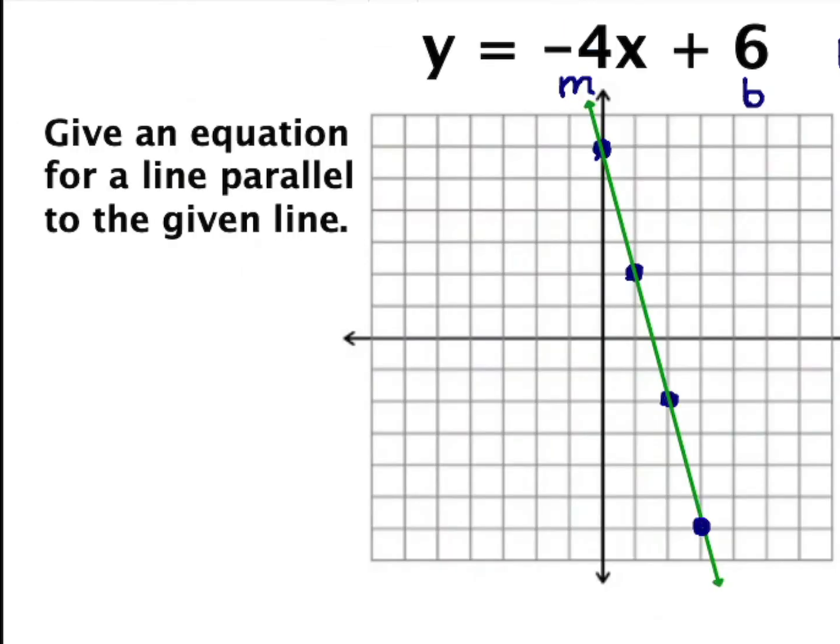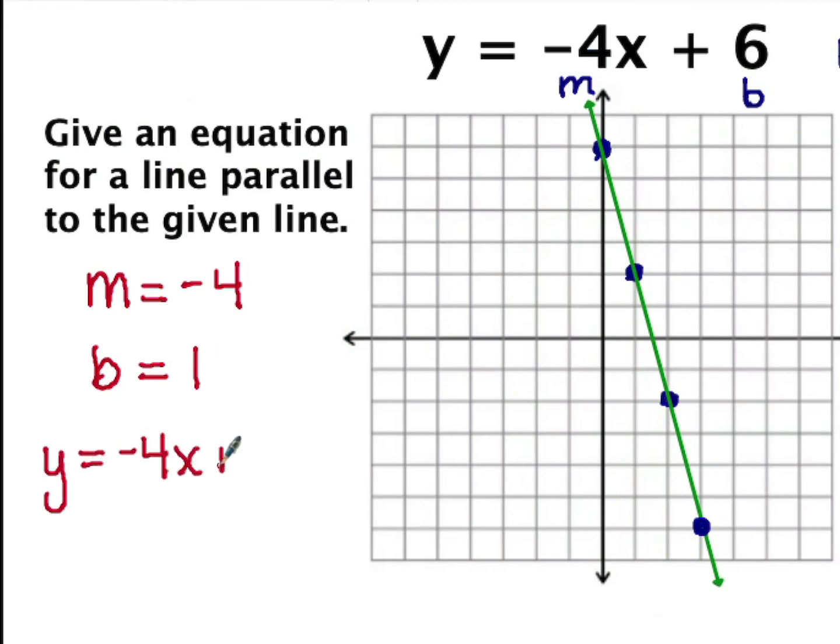Our instructions are to give an equation for a line that's parallel to that one. What do we know about parallel lines? We know that their slopes have to be the same. So on this one, I know I'm going to also use a slope of -4. As far as where it intersects the y-axis, I can really choose any number I want to. Maybe I'll just choose the number 1 just for funsies. So that would give me an equation of y equals -4x plus 1. Let's graph that one. That looks nice and parallel to me.